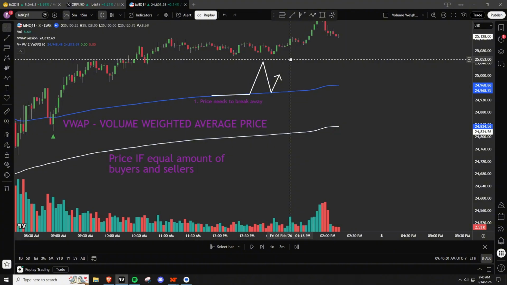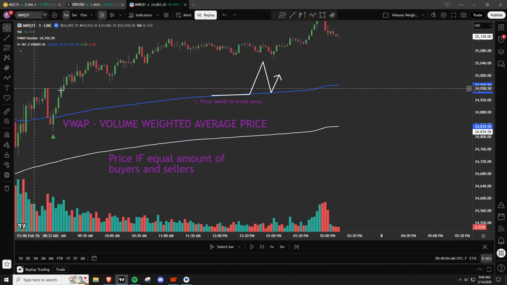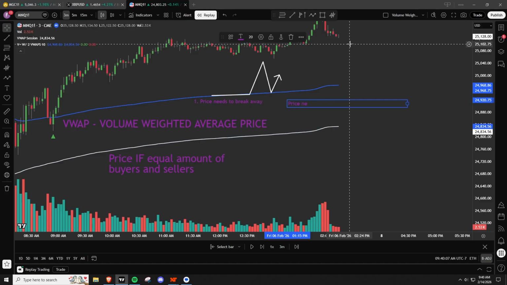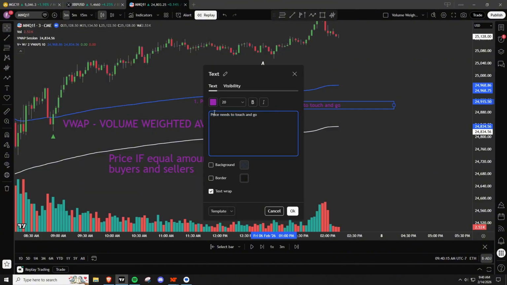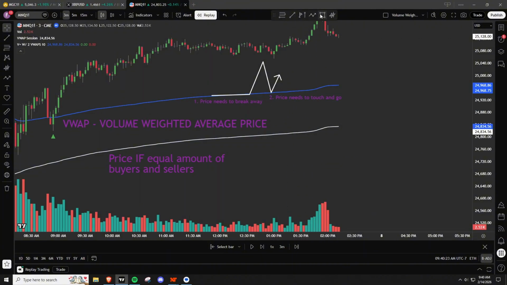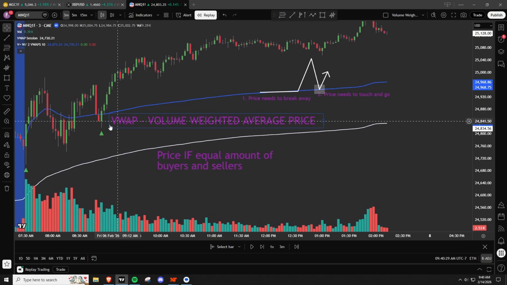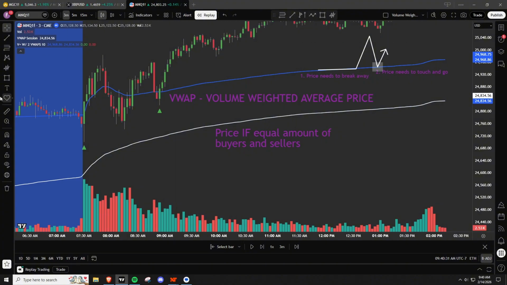So that brings us to pattern 2: price needs to touch and go. That means price cannot just hang out and flirt with the VWAP and then all of a sudden go, oh, we're going now. That is not what we want. It just needs to touch it and go. And then the third thing is related to the two VWAPs: if your TP is beyond another VWAP, don't trade it.